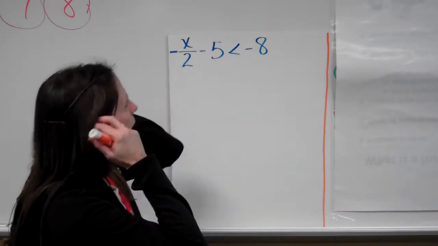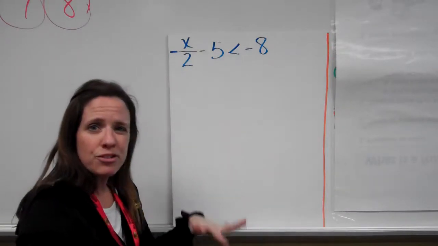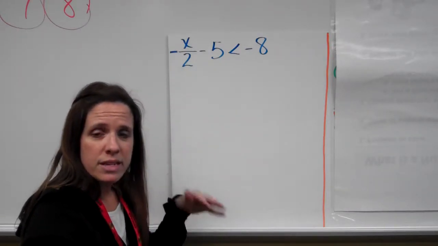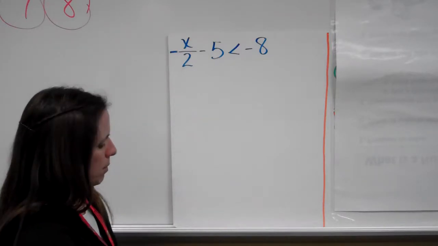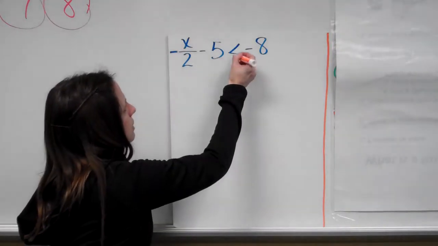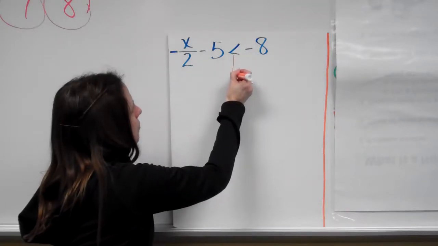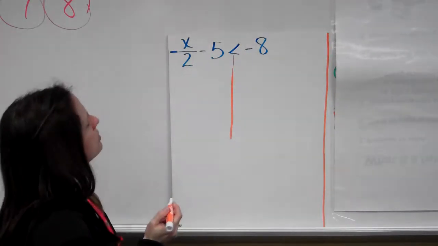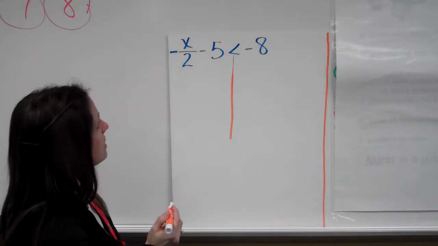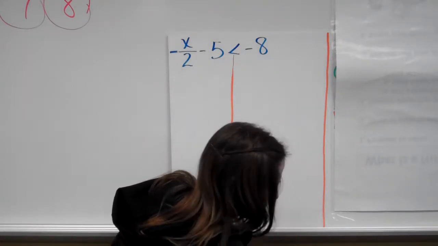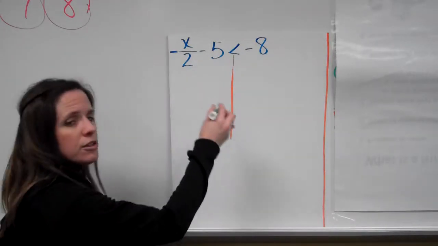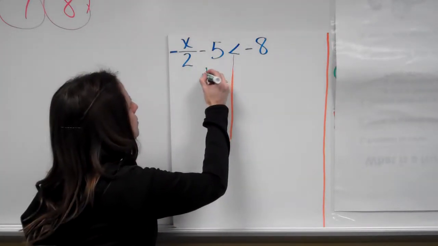Here's another. And the last unit talked about multiplication and division with negatives. So we're going to look at one of those here, okay? But we're going to start this the same way as the last one by drawing our wall. We have the opposite of x divided by 2 minus 5 is less than negative 8. And after drawing our wall, the first step is to undo the addition and subtraction. So we're going to add 5 to both sides.